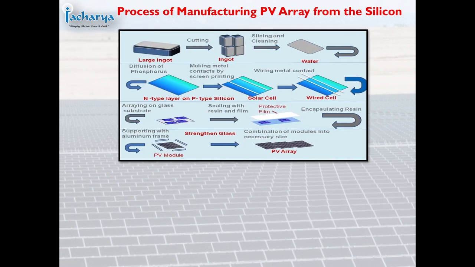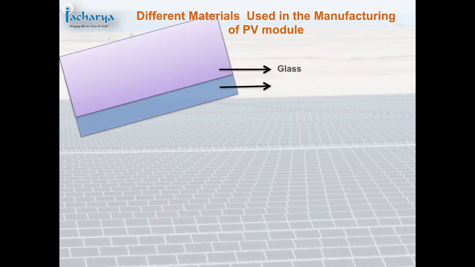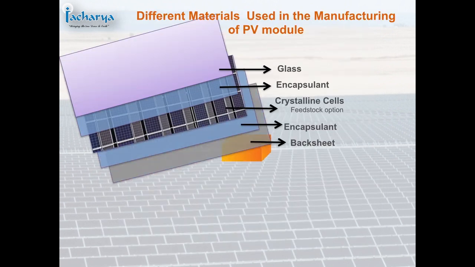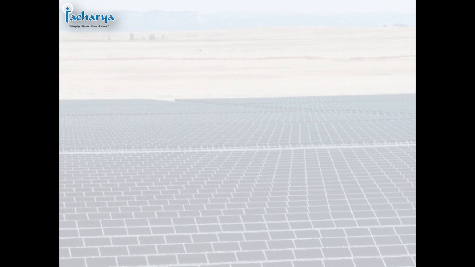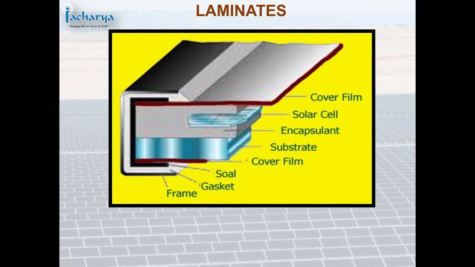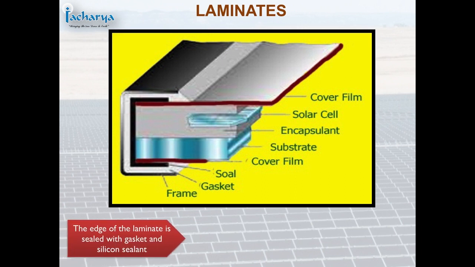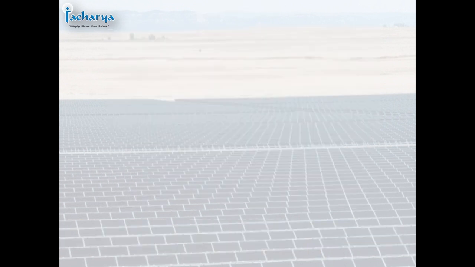These pictures show the section view of a PV module. This slide depicts the different materials that are used in the manufacturing of PV module. The positive and negative leads are terminated in a terminal box and the lamination is framed for mounting purpose. Laminates. This is a picture of laminates showing how they look when framed. The edges of the laminate are sealed with gasket and silicone sealant so that moisture ingress does not take place from the side of the PV module and cause shorting of solar cells.